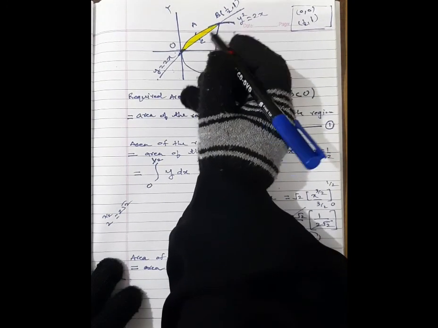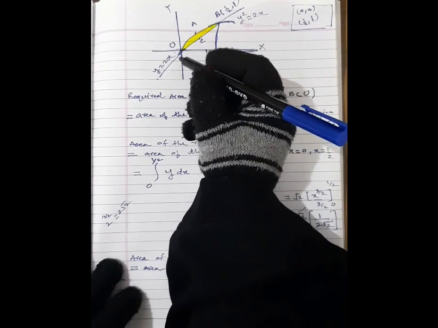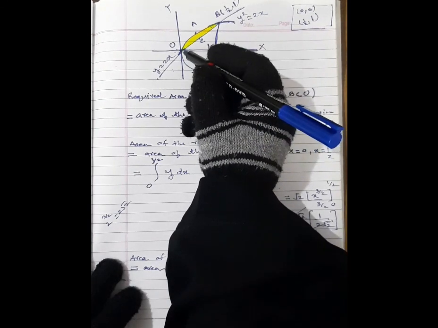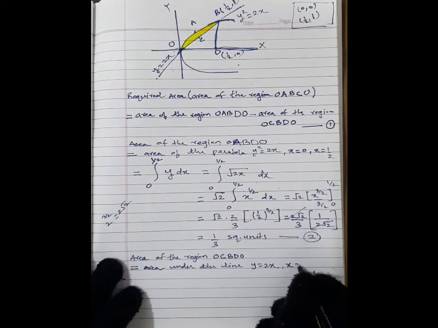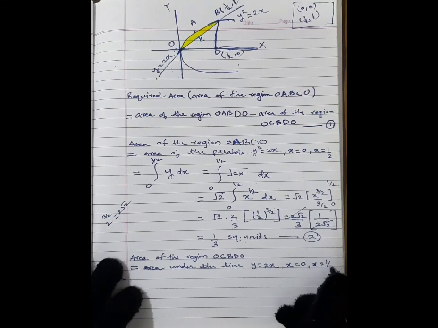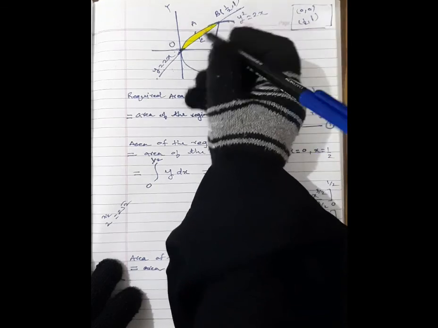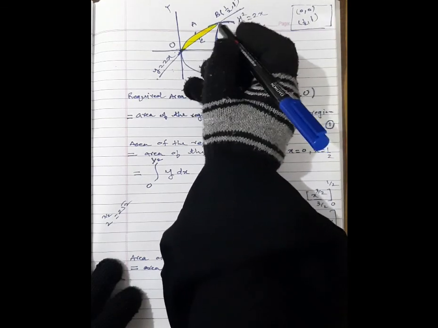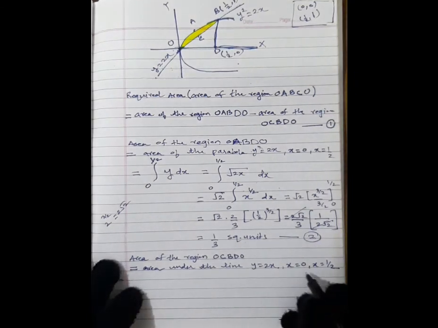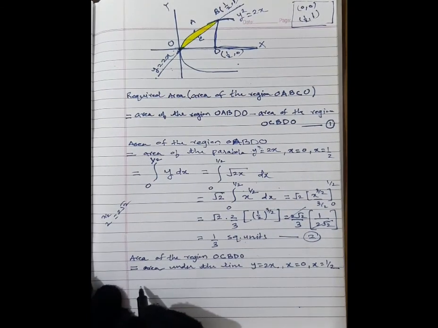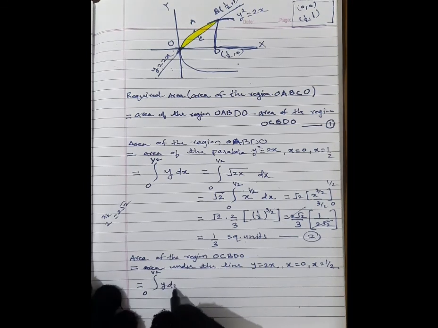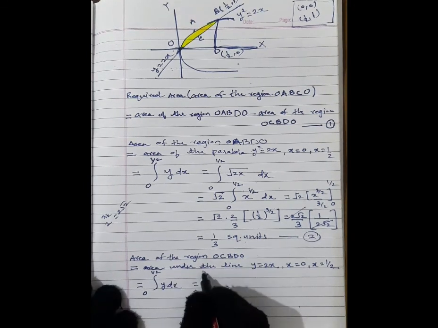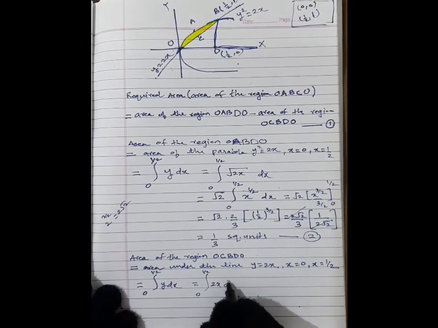And what is the intersection point for this line? x is equal to 0 and x is equal to 1 upon 2. So here we'll write x is equal to 0, x is equal to 1 upon 2, because this line intersects first at 0, second point is 1 upon 2. What is this area? Area is nothing but integration 0 to 1 upon 2 y dx. And what is y? Y is nothing but 2x dx.